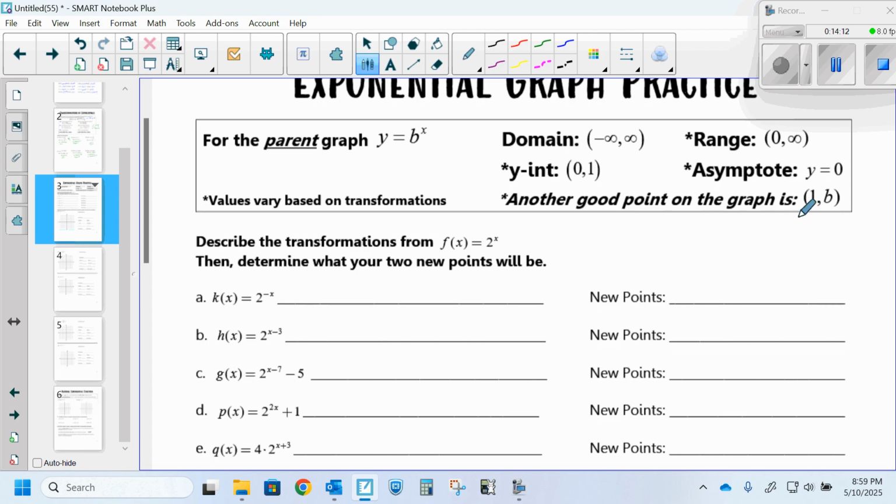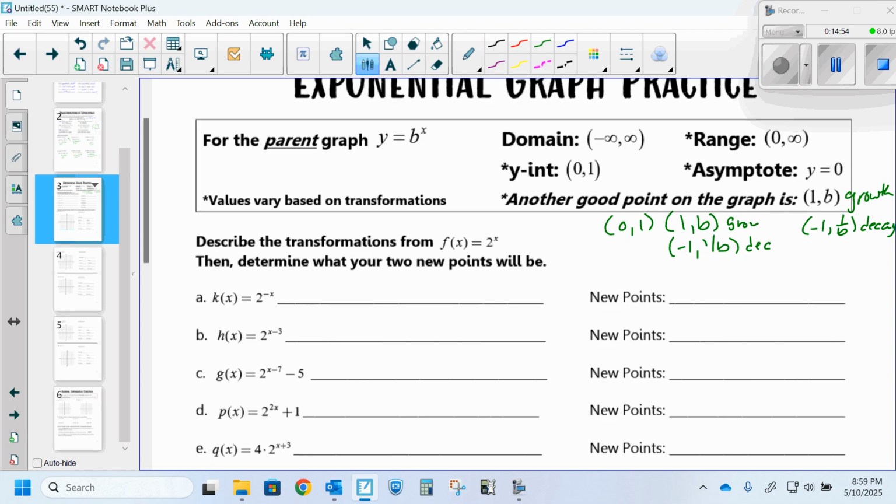Another good point to use on the graph is 1, b. Now, I'm going to add here, if this is growth, and -1, 1 over b, if it's decay. Now, I'm telling you this right now because this is a lot easier. This sometimes avoids fractions in our points. We'll come back to this in a second because right now we're still working with some of the descriptions of the transformations. But we need to learn how to come up with the 2 points. So we're going to use 0, 1, and 1, b if it's growth, or -1, 1 over b if it's decay.